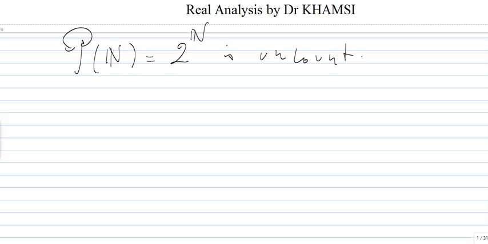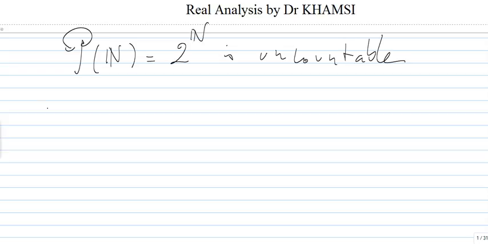In this exercise, we want to show that the power set, or the set of all subsets of N, also denoted by 2 to the power N, is uncountable. Okay, so we know that it is infinite. That's obvious because it contains a set that is one-to-one with the set N of natural numbers, which are the singletons.